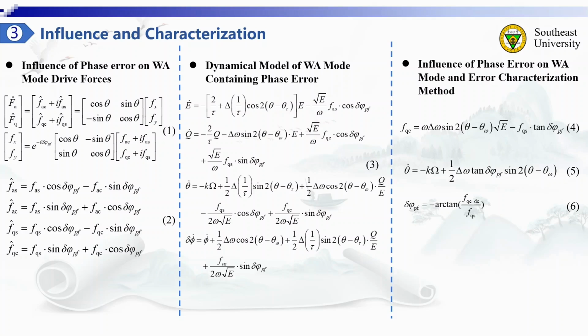We can observe from equation 4 that the DC bias of the orthogonal control output satisfies a linear relationship with FQS, and the linear scaled factor is minus 10 delta phi PF. Consequently, according to this relationship, the phase error characterization can be realized, as shown by equation 6.